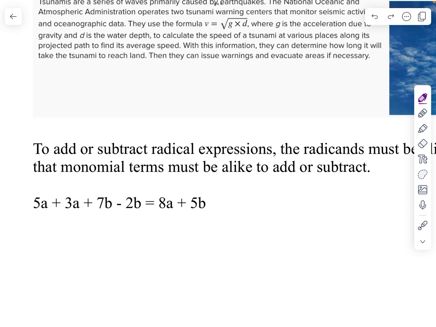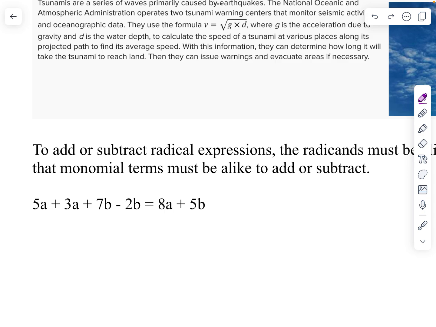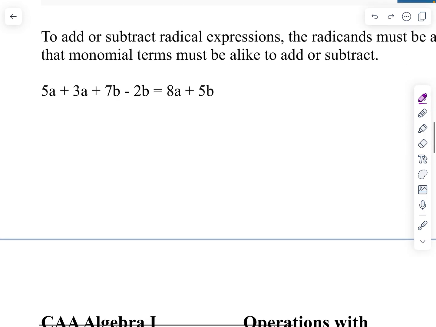Notice, here's an example: 5a plus 3a minus 7b plus or minus 2b. 5a plus 3a is 8a. It's not 8a squared. Remember, when we add, we add the coefficients. And then 7b minus 2b is 5b. I can't combine 8a and 5b because a and b are different. So that's what we're going to do when we add and subtract our radicals.